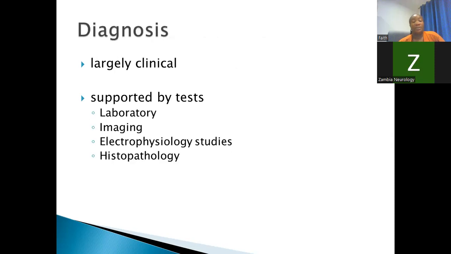In terms of diagnosis, the diagnosis of peripheral neuropathy is largely clinical, based on your history and examination. So you get to know what the pattern of symptom presentation is, the time course, and any underlying systemic illnesses or medical conditions that the patient has. But we do have tests that can help to support your diagnosis, and these can be laboratory tests, various imaging, electrophysiology studies, as well as histopathology.